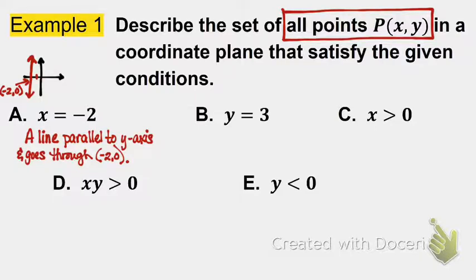So how would I then describe in words y equals 3? A line parallel to the x-axis and goes through (0, 3). That's absolutely correct. A line parallel to the x-axis and goes through (0, 3).